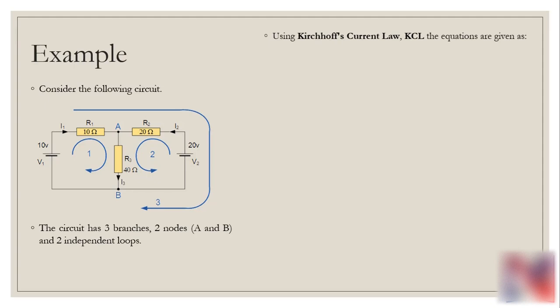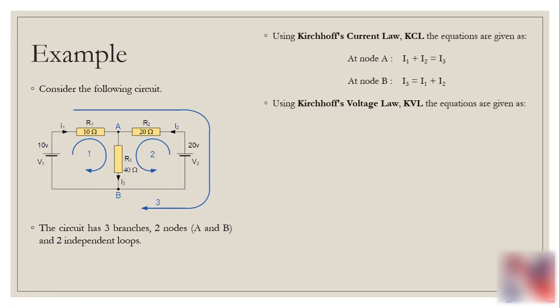Through Kirchhoff's current law, the KCL equations are given as: at node A we have I1 plus I2 is equal to I3, but when we consider node B, then we have I3 is equal to I2 plus I1. Because if we consider this node, then this I3 is entering into the node, while I2 is going out and I1 is also going out of the node.